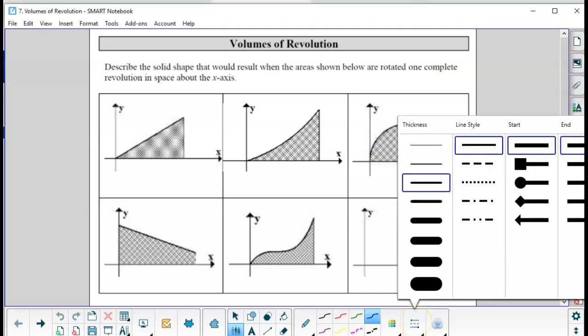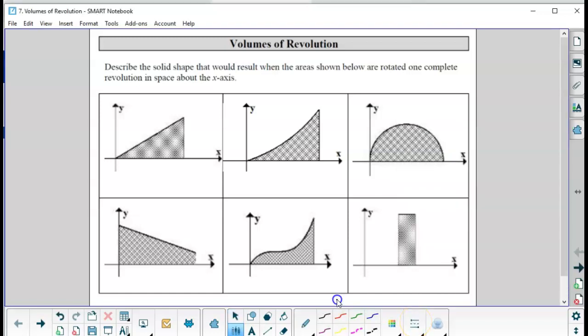Okay, we're looking at volumes of revolution. So there's some diagrams there. These are graphs of some different types of functions. So we want to think about what would happen if we rotated these one revolution about the x-axis. So what shape, three-dimensional shape, would occur?